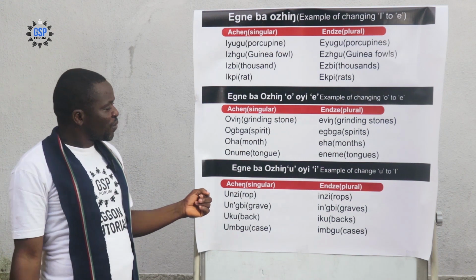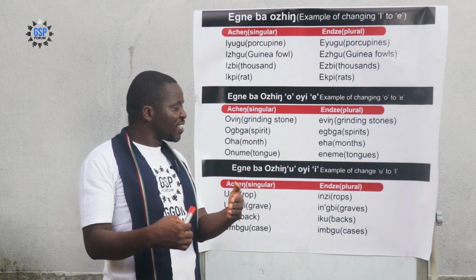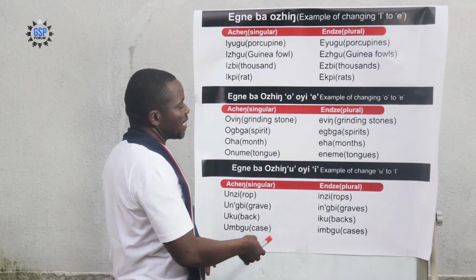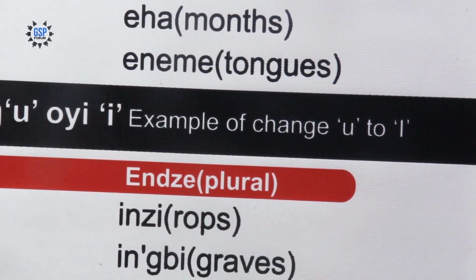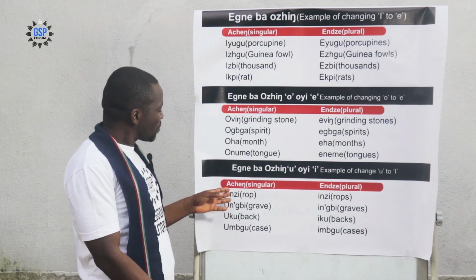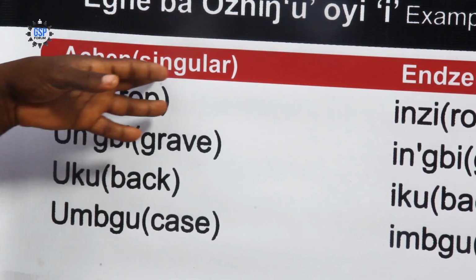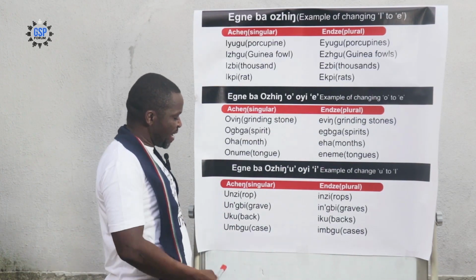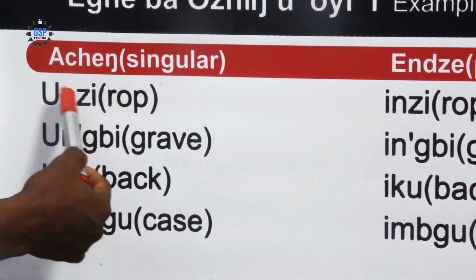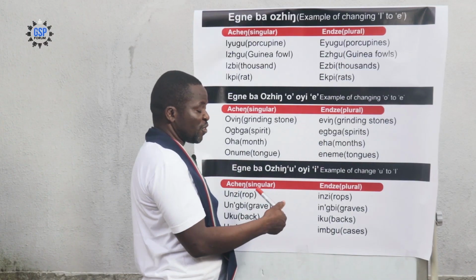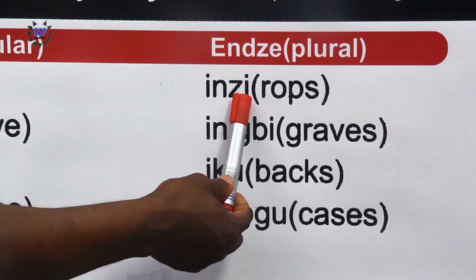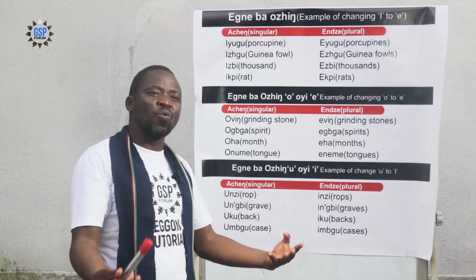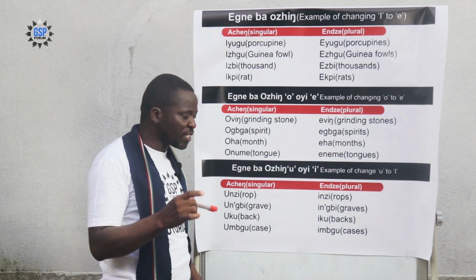Let's move to the last but not the least way that we can change the singular word to a plural, which is the example of changing U to E. We have achinge, which is singular, and enze, which is plural. The first one here is unzi, which is rope. If it is more than one, we say inzi, which is ropes. If it is one, we say unzi.